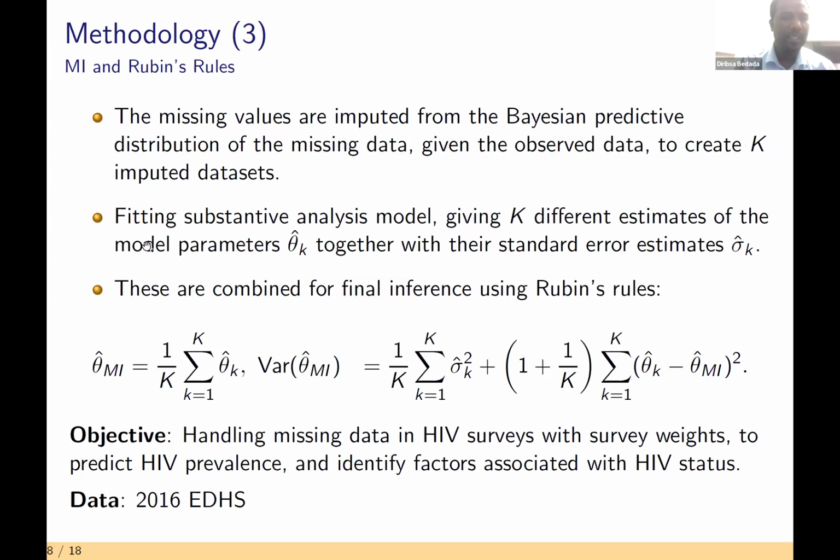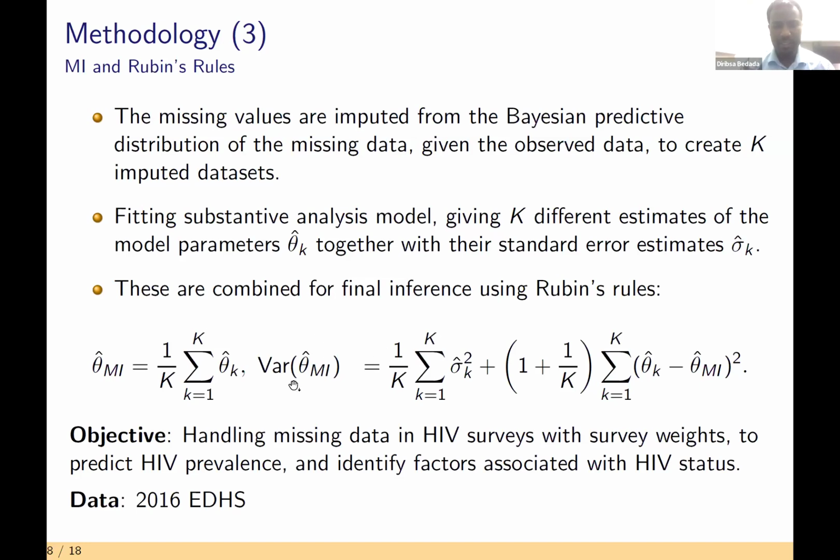So in multiple imputation in general, the missing values are imputed from the Bayesian predictive distribution of the missing data given the observed data, so that we can have several imputed data sets. We then use the intended model for the final inference to find the estimates for the K imputed data sets. And then for the final inference, we can use Rubin's rule in order to pool the estimates from different data sets.